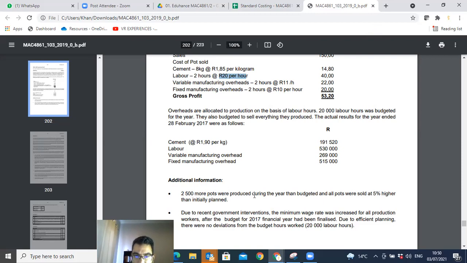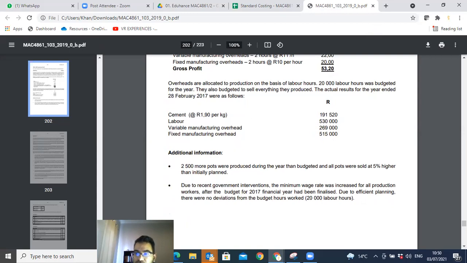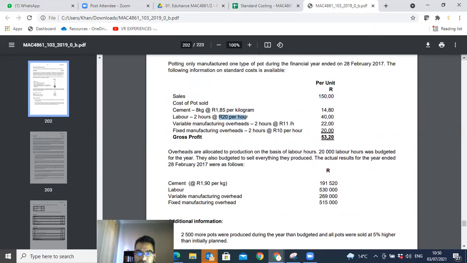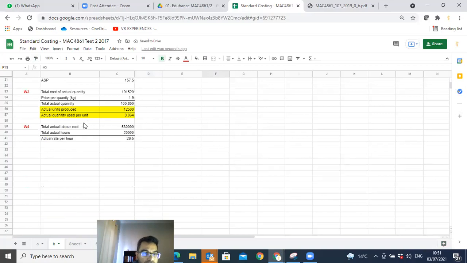2,500 more pots were produced during the year than budgeted, and all pots were sold due to recent government. Okay, so we can work out variable manufacturing overhead. We can work out the rate. So let's take away this one now. For variable manufacturing overheads, we can work it out, working 5. We can work out the actual rate. I'm going to use the same over here.